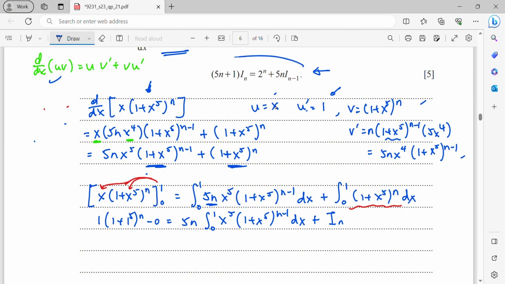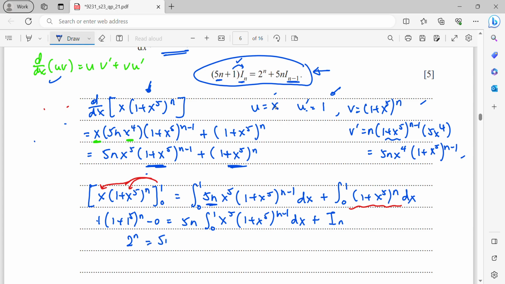But then we need to prove this. Okay, so for the I_n, I already found this term, but I need to get 5n I_n as well. Then I have I_{n-1}. So for the left hand side, 1 plus 1 to the power 5 is 2. So 2 times 1, it will be 2. So 2 to the power n on the left hand side.